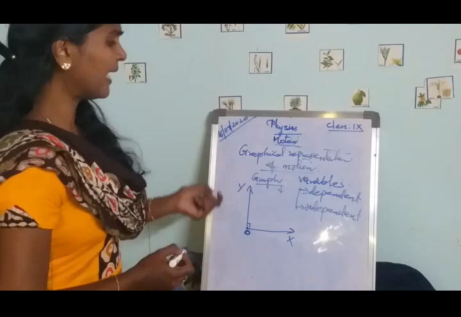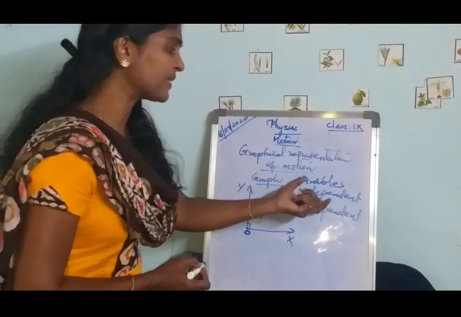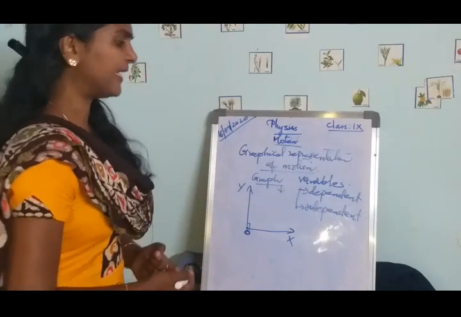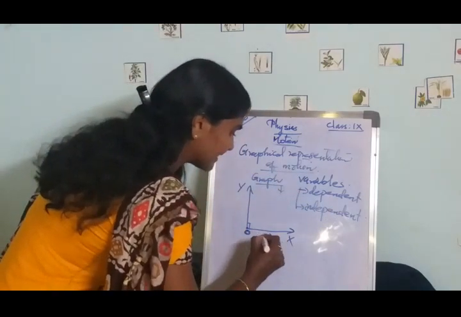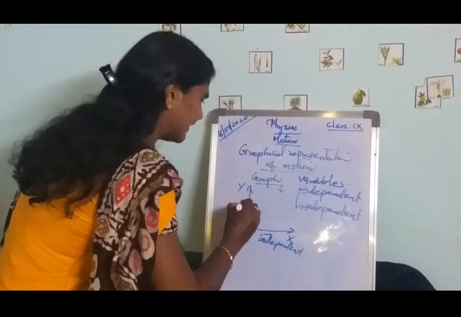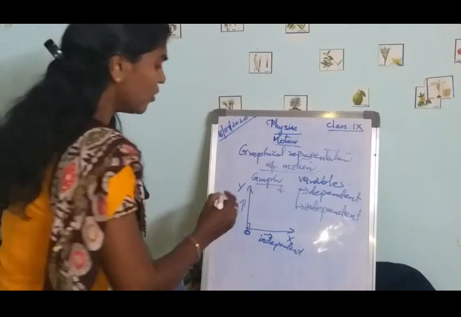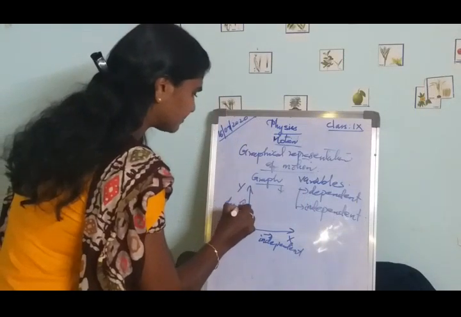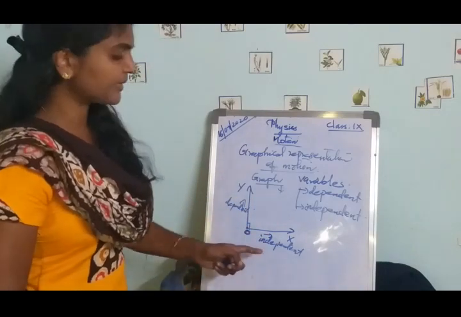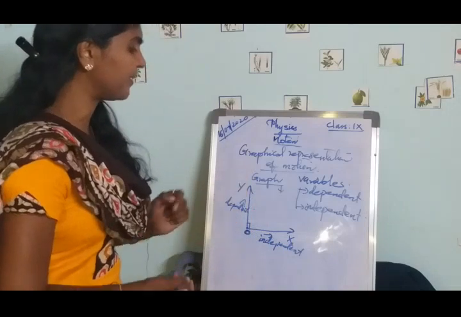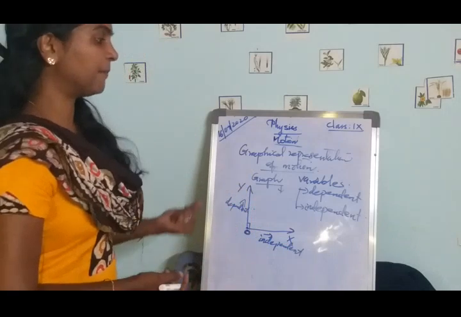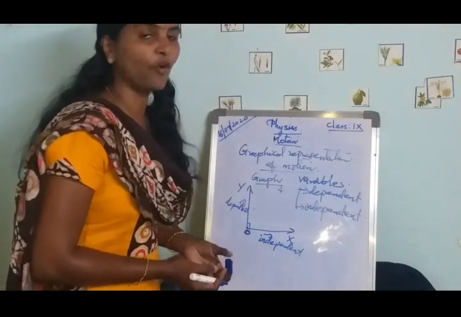Here is how we represent the variables. The independent variable is always represented along the x-axis and the dependent variable is represented along the y-axis. Listen: the independent variable is always along the x-axis and the dependent variable along the y-axis.